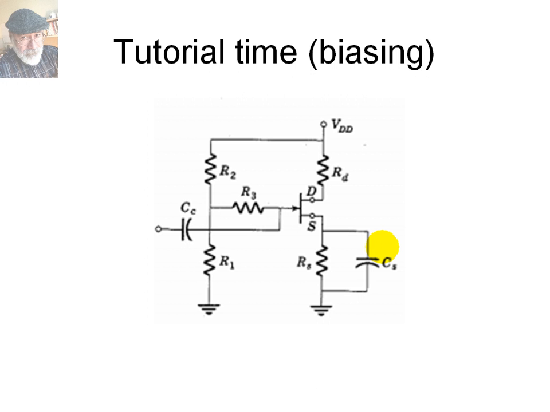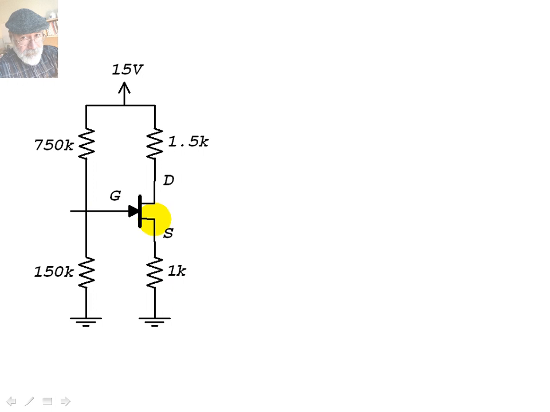Tutorial time. Biasing the transistor, that is, guaranteeing that the transistor is operating in its saturation zone, in its saturation mode, so that it works as an amplifier. The transistor is characterized by its IDSS current, 12 milliamps for this particular one, and also by the pinch-off voltage, VGS pinch-off, negative 3 volts. We want to solve that circuit. Allow me to assume the transistor is in saturation mode. That is why I have that bias circuit.